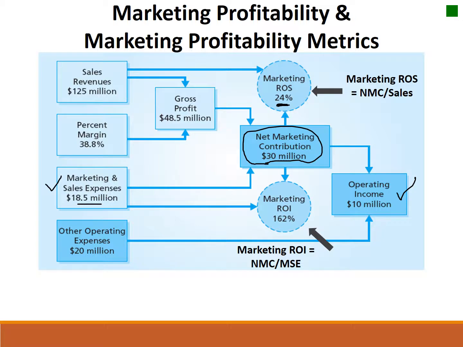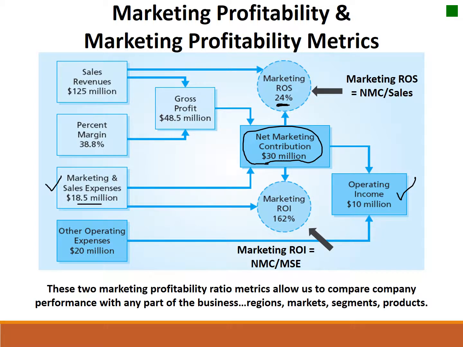Okay, so being able to separate marketing and sales expenses from general administrative expenses allows us to identify the contribution that marketing has towards profit. Once we're able to do that, we can calculate a return on sales and a return on investment, a ratio type of thing, to begin to gauge performance effectiveness in marketing. These two profitability ratio metrics allow us to compare our company's performance with other parts of the business. If we have different strategic business units, different product lines, or different operating units that are regionally located, we can compare one to the other. We can compare products to each other and so on and so forth.